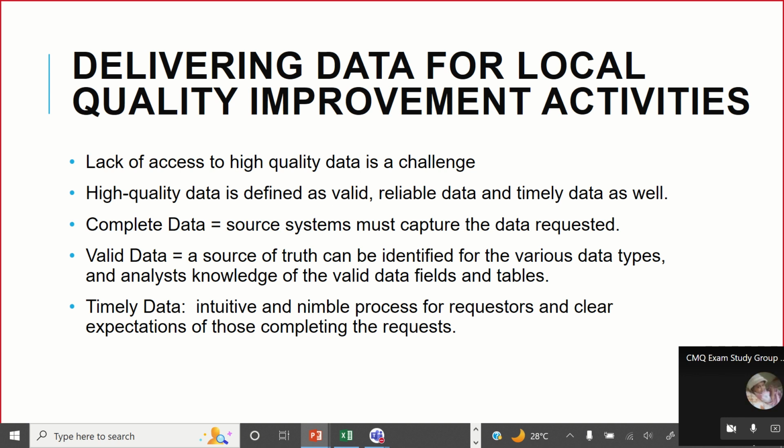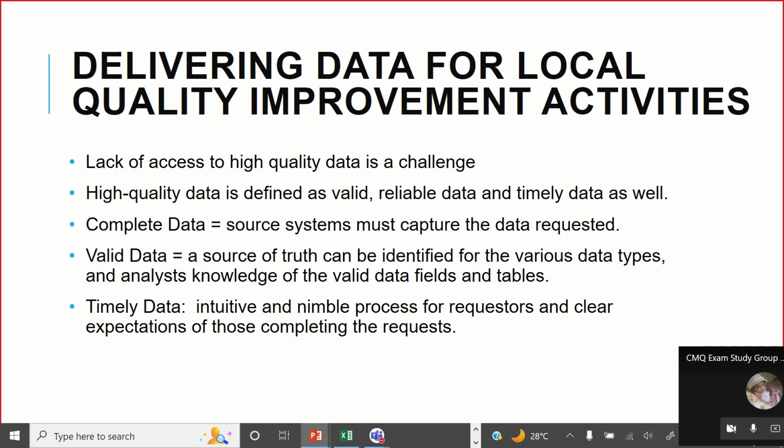The next part of this chapter talks about delivering data for local quality improvement activities. So this is what we do in hospitals where we have quality improvement practices. And then we talk about how lack of access to high quality data is a challenge to the quality improvement activities in the hospital. And then they define high quality data as data that is complete, valid, and timely. And then we define each one of them.